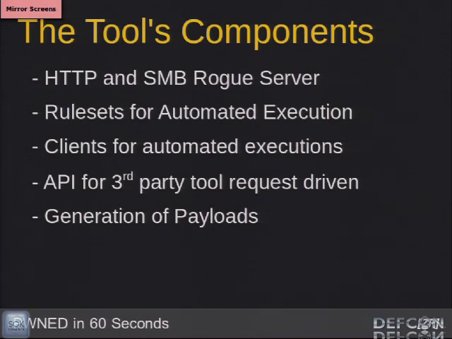So really, in this tool, there's a few different components. And we'll talk about all these components separately and how they integrate. So first of all, there's an HTTP and SMB server. Those are the servers that basically accept the authentication requests. So as clients get targeted to connect to this rogue server, they authenticate and they keep them authenticating. We have a set of rules for automated exploitation. We have clients for these automated exploits, as well as an API that we can tie into any other application we want to do NTLM relaying. And finally, a generation of payloads to get these clients to automatically authenticate to us.